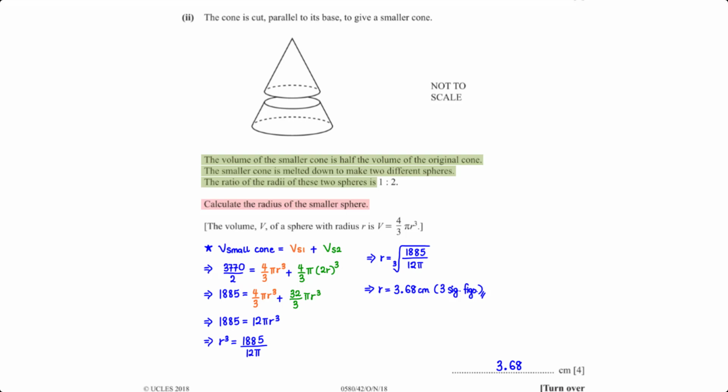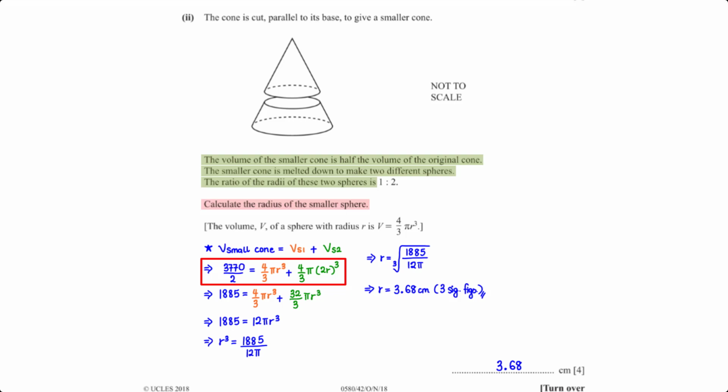We've been told that the smaller cone is melted to make 2 different spheres. This means the volume of the small cone is equal to the volume of the 2 smaller spheres, which we are calling Vs1 and Vs2. We are told the volume of the smaller cone is half the volume of the larger cone, which is 3,770 centimeters cubed. And so the volume of the smaller cone would be 3,770 divided by 2 centimeters cubed.